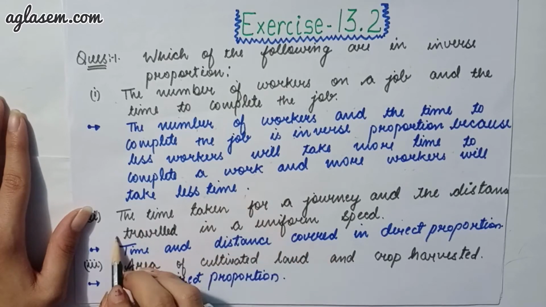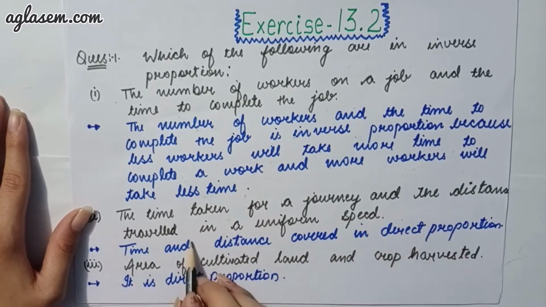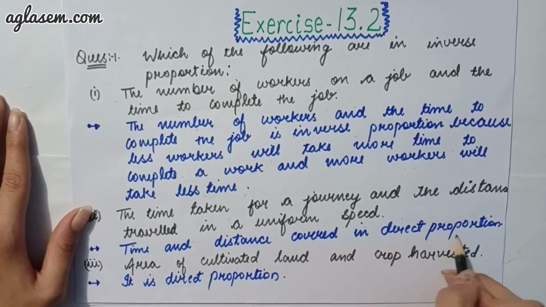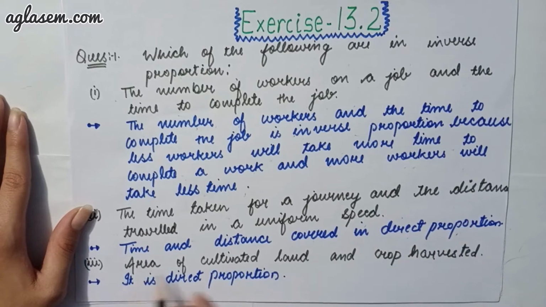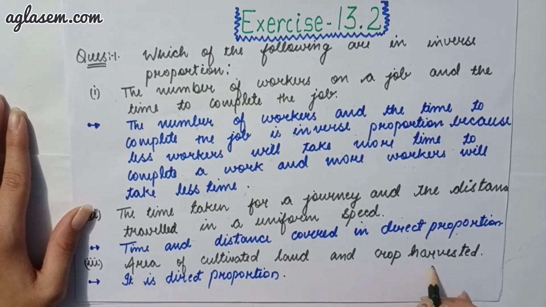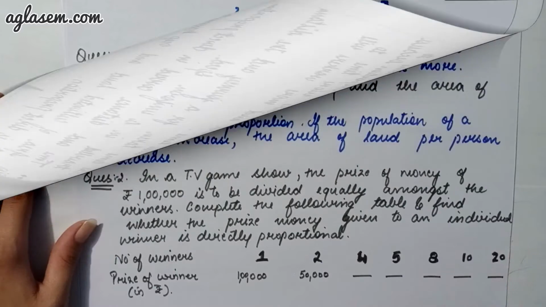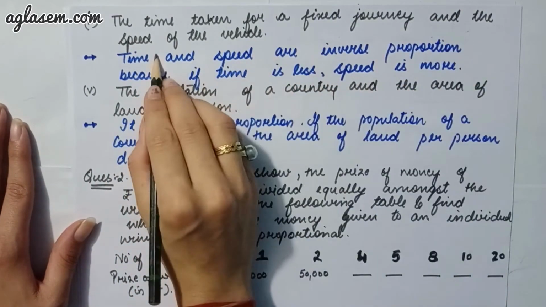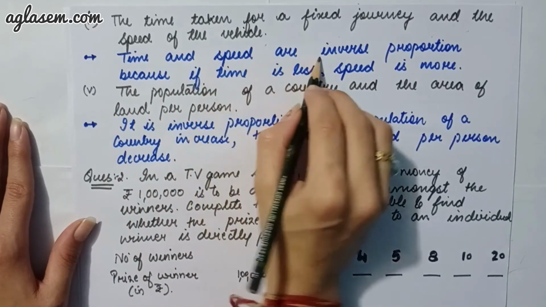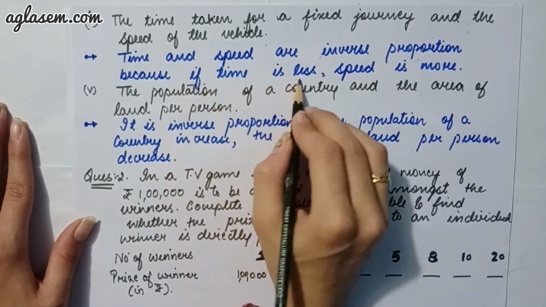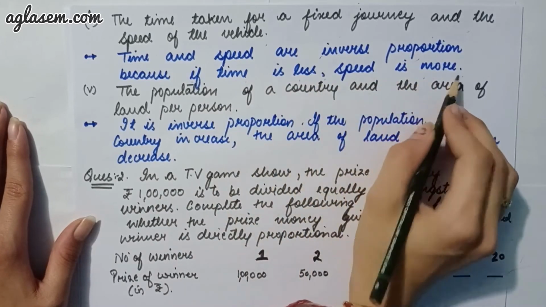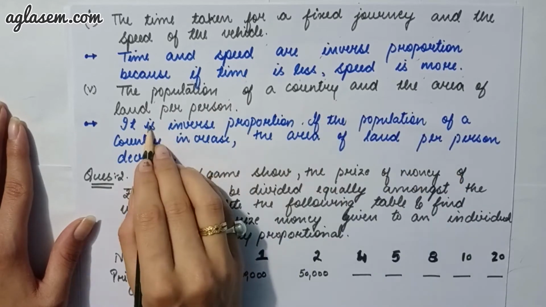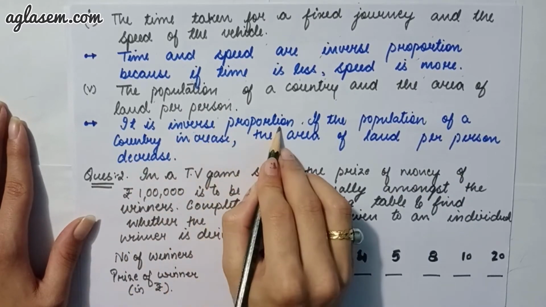Moving to our second part, which says the time taken for the journey and the distance travelled in the uniform speed. So the answer is the time and the distance covered are in direct proportion. Area of cultivated land and crop harvested. It is also direct proportion. Moving to our fourth part, which says the time taken for the fixed journey and the speed of the vehicle. So the time and the speed are inverse proportion, because if the time is less, the speed is more. Moving to our fifth part, which says the population of the country and the area of land per person. So it is inverse proportion.